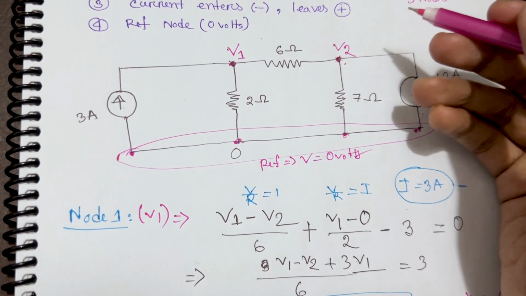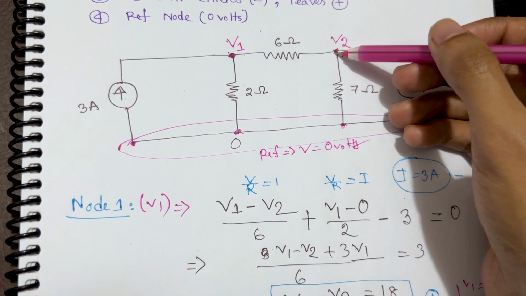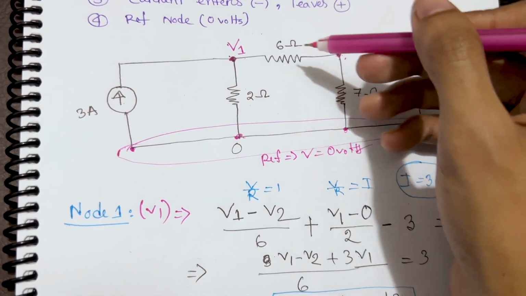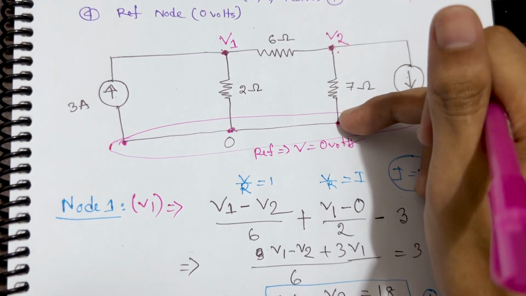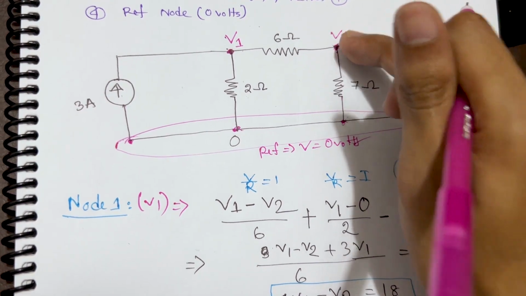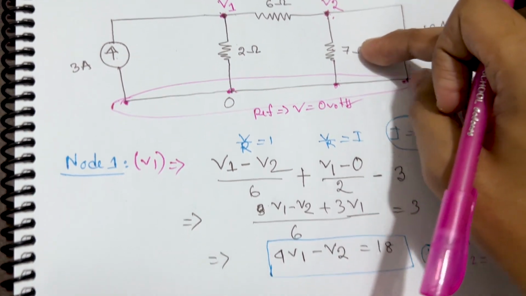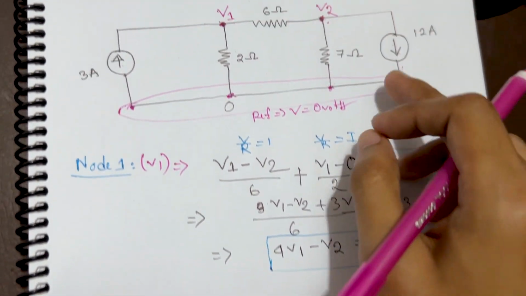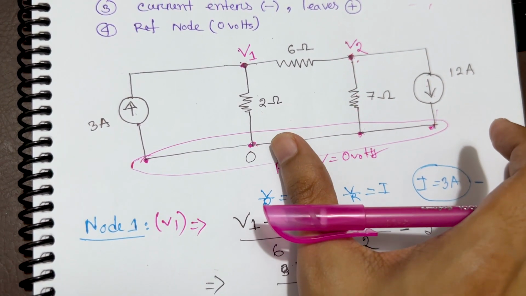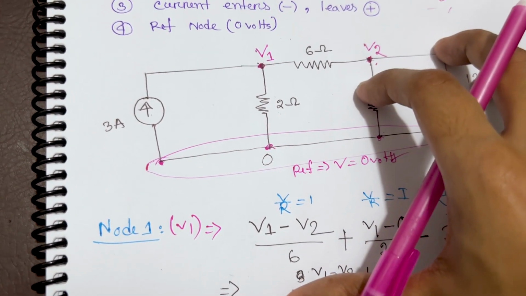And for V2 it is similar. When we take V2, it should be V2 minus V1 upon 6, V2 minus 0, because we are working with these two node voltages, and between these two node voltages we have 7. Okay, and the current is leaving, so we need to consider everything that is going on at that particular node.